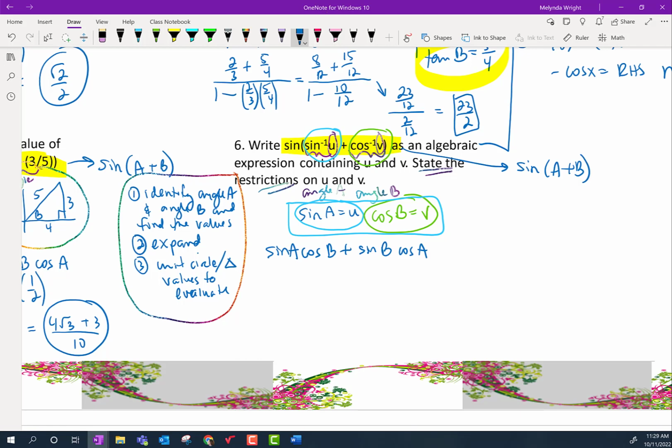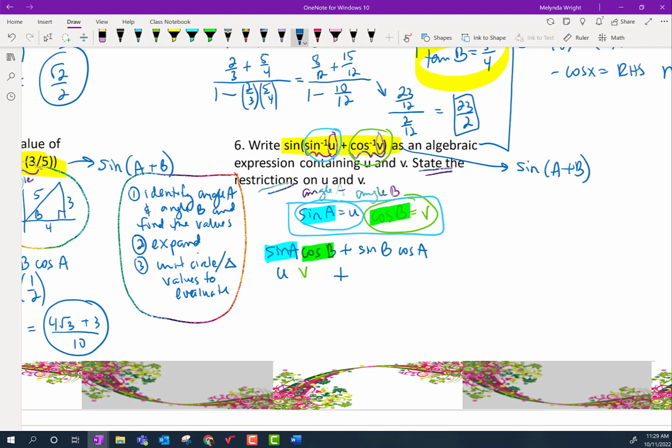What I want to do is highlight this for you. See how this is sine of A and this is sine of A? I'm going to replace sine of A with a U. And see how this is cosine of B and this is cosine of B? I'm going to replace cosine of B with a V. Are we okay so far?